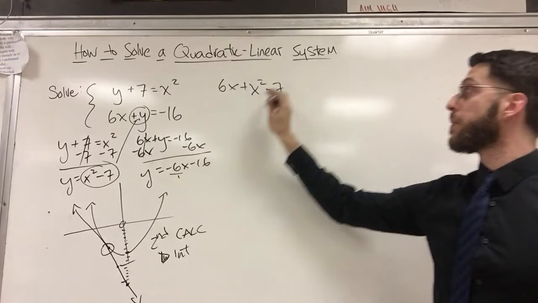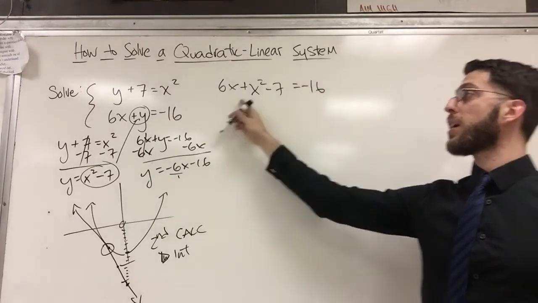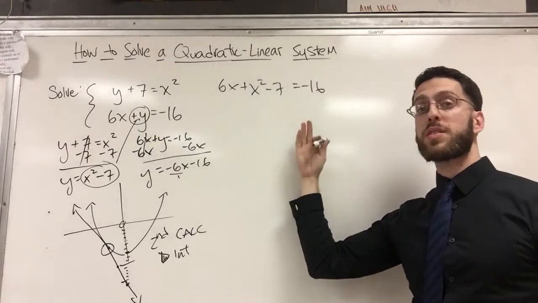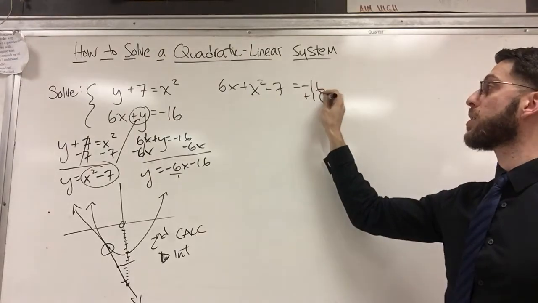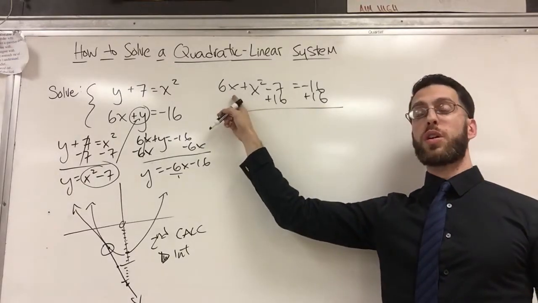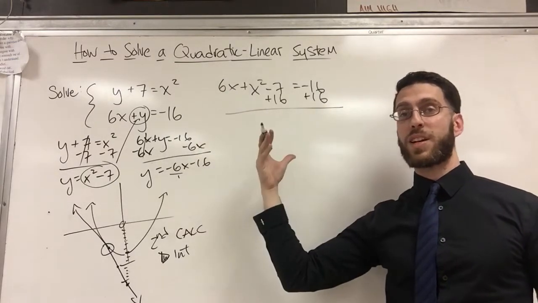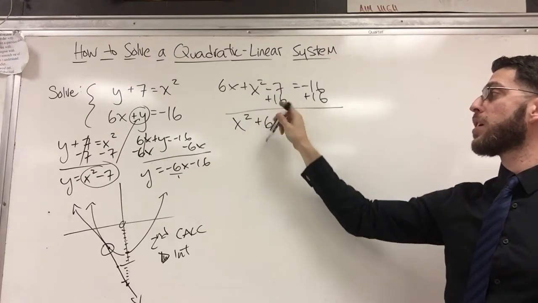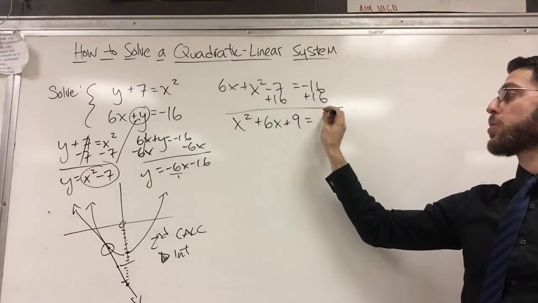Equals negative 16. Now I've got an easy quadratic equation that I'm going to get in standard form. Standard form means one side has to equal 0. So let me add 16 to both sides. And let me put this in order of highest power first, known as descending order. So I got x squared plus 6x plus 9 equals 0.